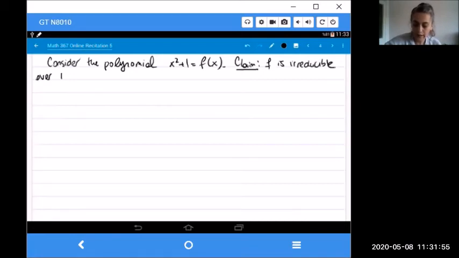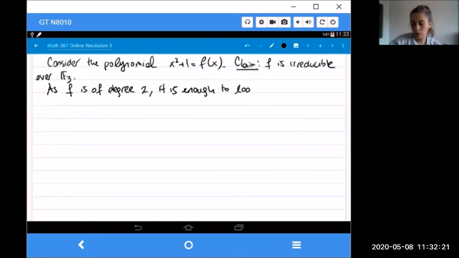over F3. Now, since it is of degree 2, it is enough for us to just look at the roots of f of x, x squared plus 1, over F3. As f is of degree 2, it is enough to look at the roots of f over F3.